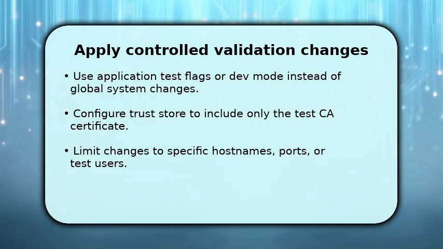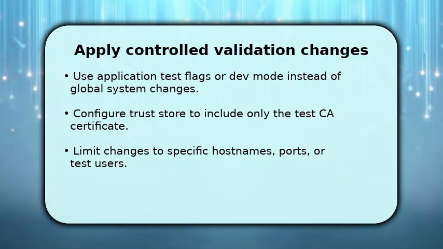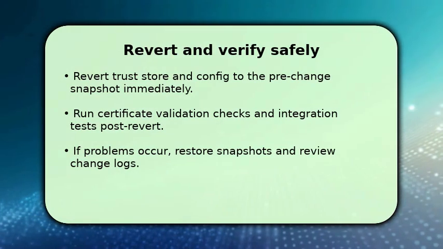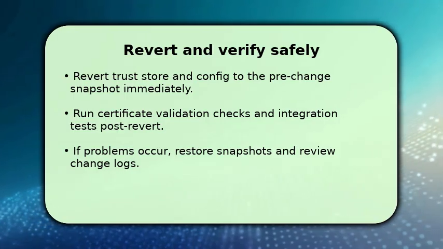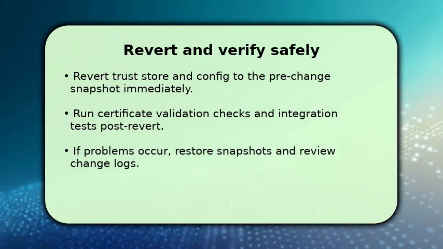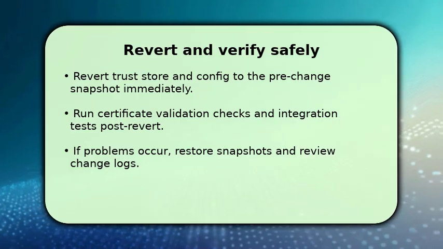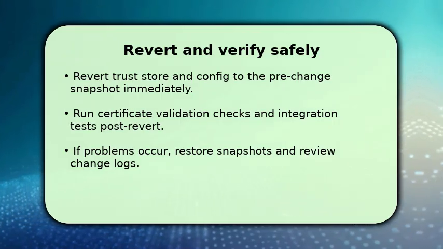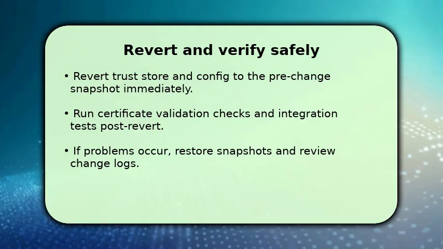Finish by removing any test CA entries and disabling developer modes. Then restore the original snapshots so production trust is fully reinstated. Once reverted, run automated certificate validation checks and integration tests to confirm normal TLS behavior.